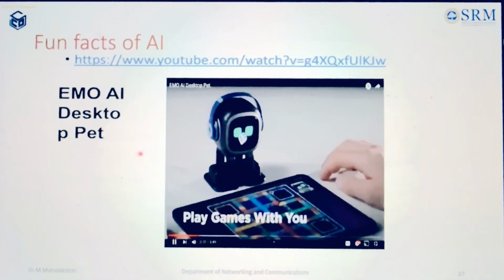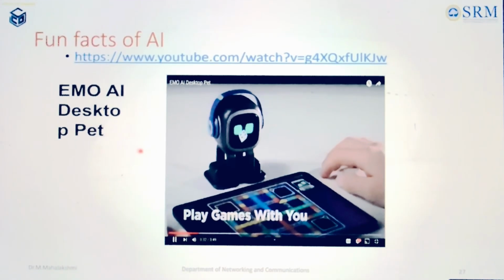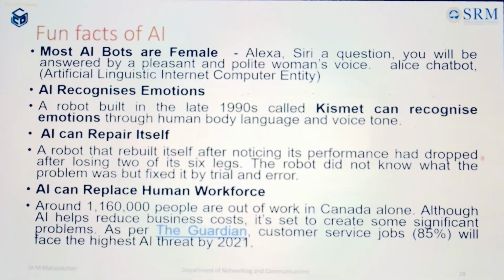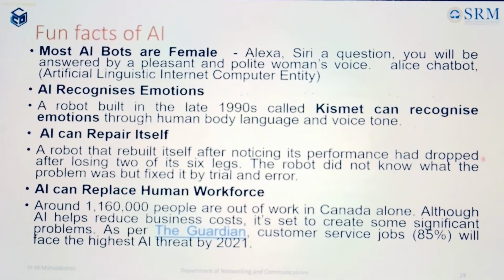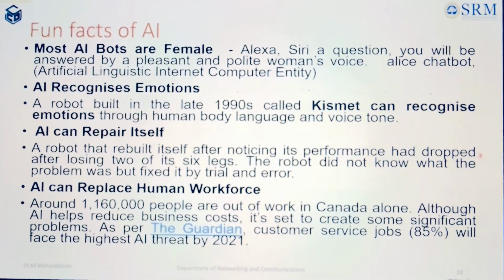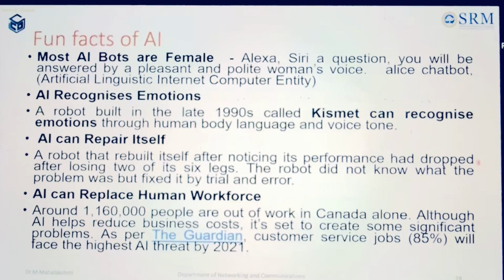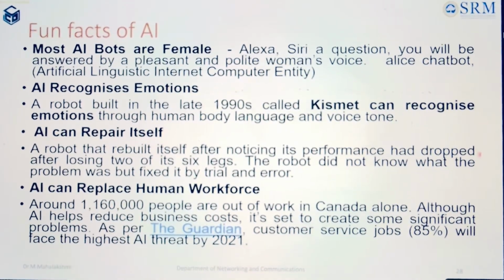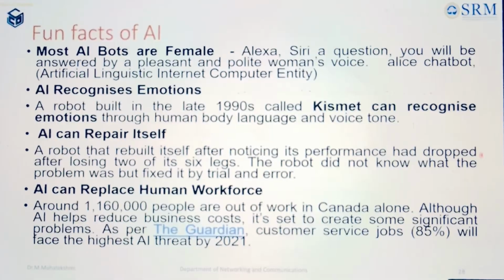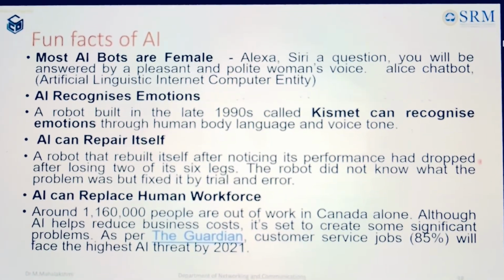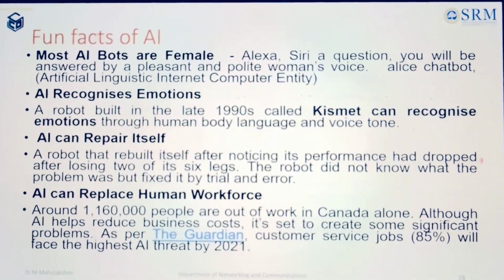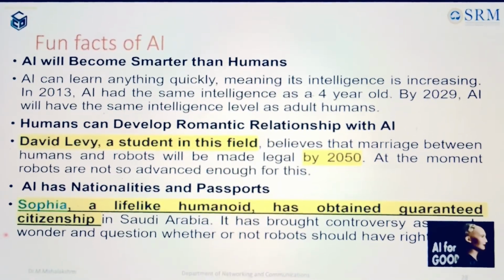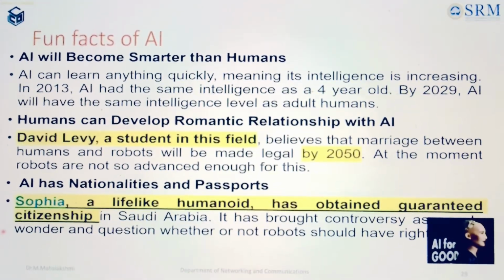Then some pet AIs were developed for help desks and for personal tasks. And these are some fun facts about AI. All these AI bots are given female names, like Alexa and all given as female names, and they recognize emotions as well. Not only does it behave as a human like in the Chitti robot film, it is also able to perceive the emotions of a human being, and it can repair itself. It is obviously replacing the human workforce, and they are becoming smarter than humans. We cannot deny the fact, and also it can develop a romantic relationship with the AI.